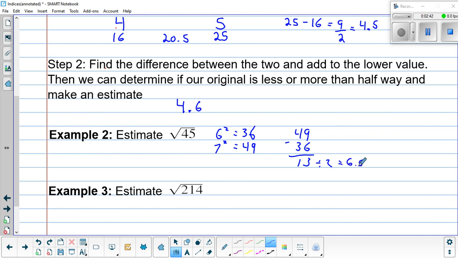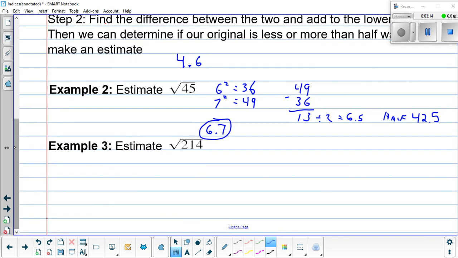So halfway is about at 42.5. Right? So we're a little bit past that. It's a little bit more than that, because that's halfway. So we can say maybe it's about 6.7. That's a good estimate, right?